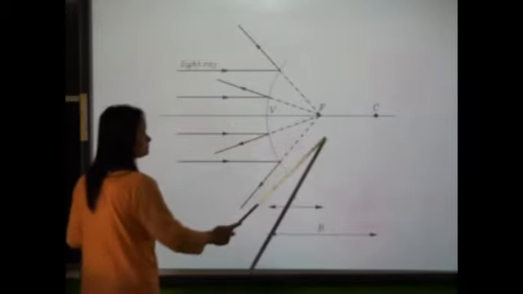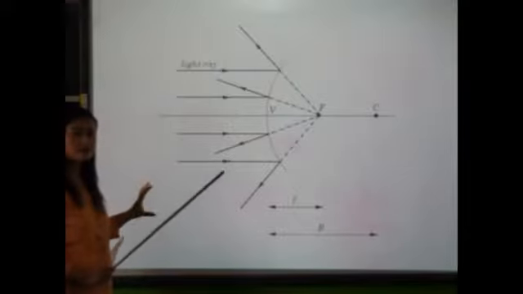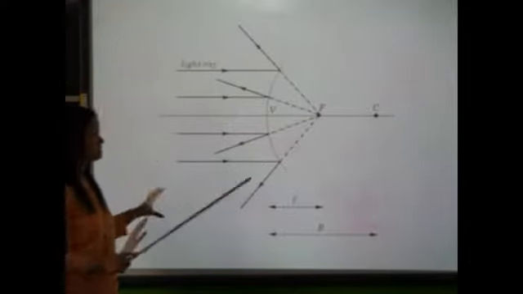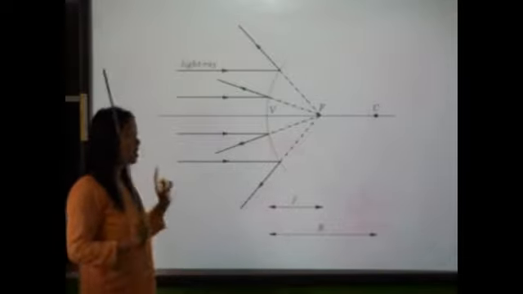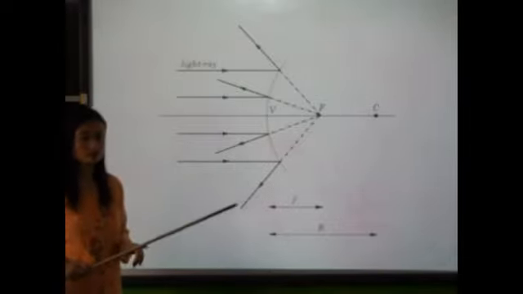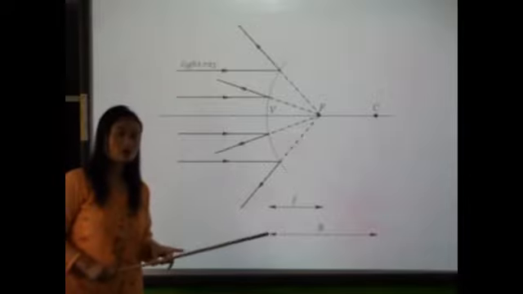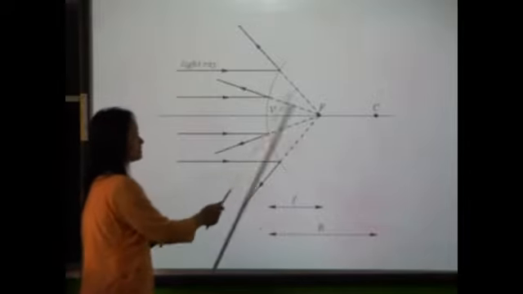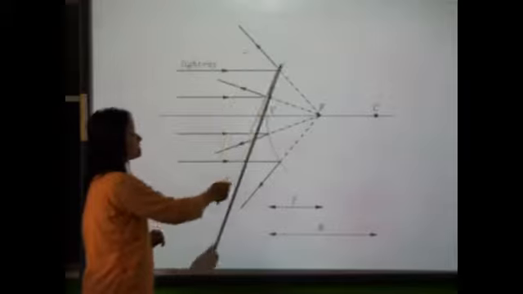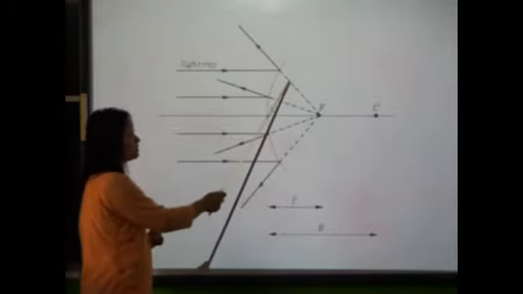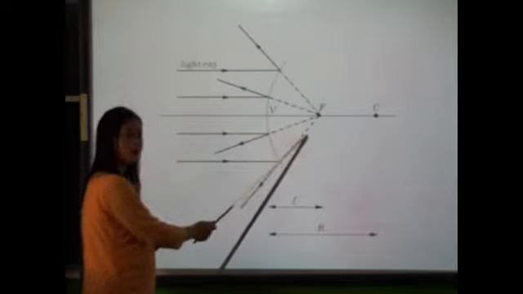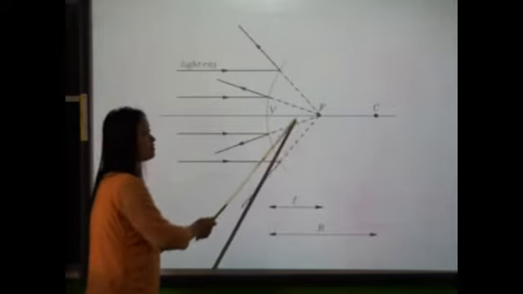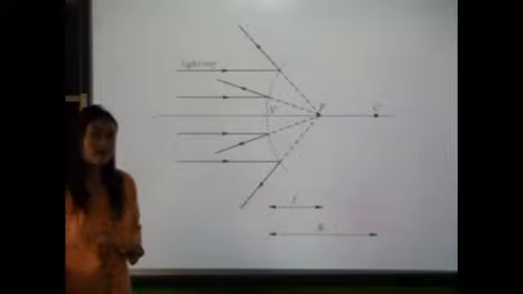Which means, in case of a convex mirror, the reflected rays do not meet, but they appear to meet when produced backwards. When these reflected rays are produced backwards, along the dotted lines, they appear to meet at a point. And this is your focus in case of a convex mirror.